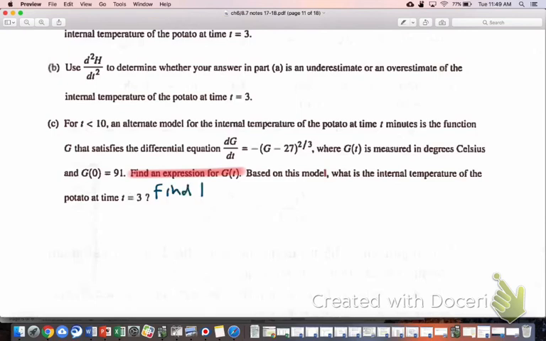And this was unique. If you were bored one day and you wanted to look back through all the old AP tests over the last 25 years, you would see mostly the phrase, find the particular solution. That's way more common. Find the particular solution given the initial condition. Sometimes it even says separate the variables.